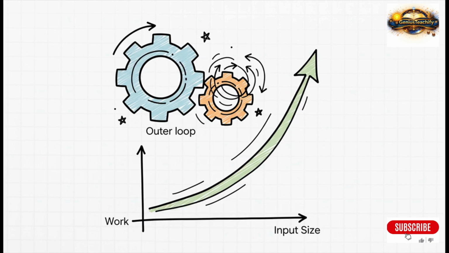And now, we've arrived at level 3, quadratic time. Okay, this is where things can get pretty scary. This is where you have a loop stuck inside another loop. And what that means is for every single time that outer loop runs, you have to run the entire inner loop all over again. The work doesn't just grow, it explodes.